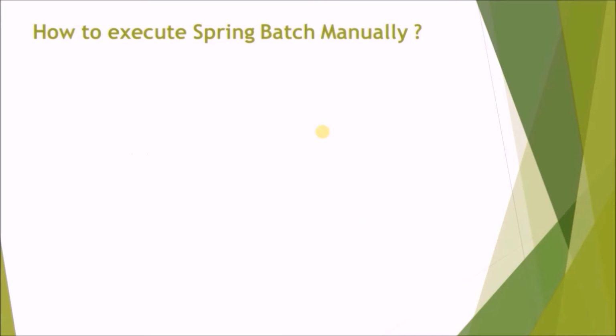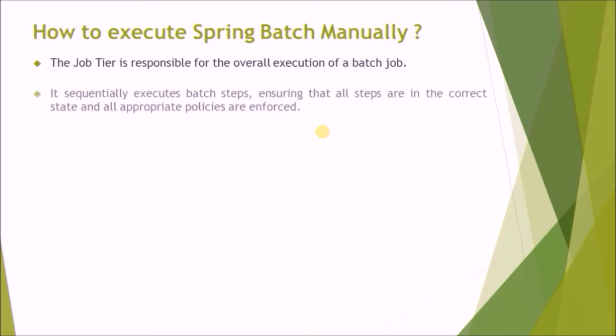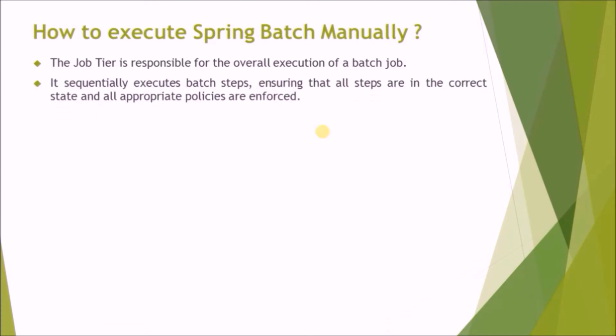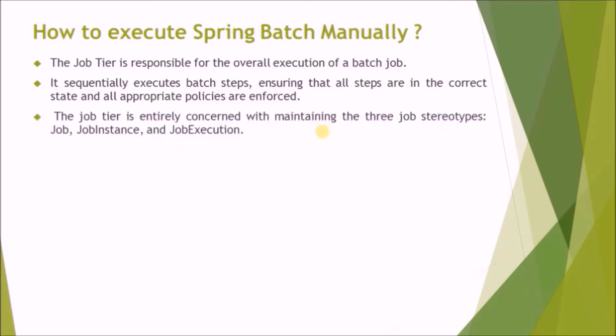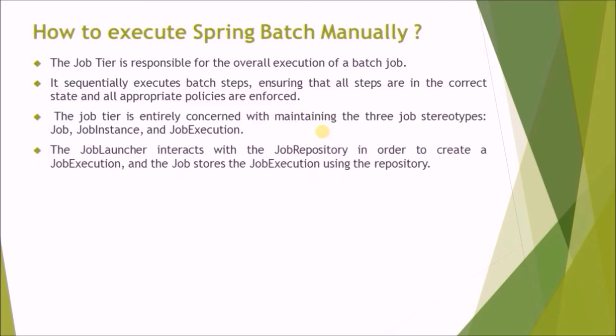How to execute Spring Batch manually. The job tier is responsible for the overall execution of a batch job. It sequentially executes batch steps, ensuring that all steps are in the correct state and all appropriate policies are enforced. The job tier is entirely concerned with maintaining the three job stereotypes: job, job instance, and job execution. The job launcher interacts with the job repository in order to create a job execution, and the job stores the job execution using the repository.